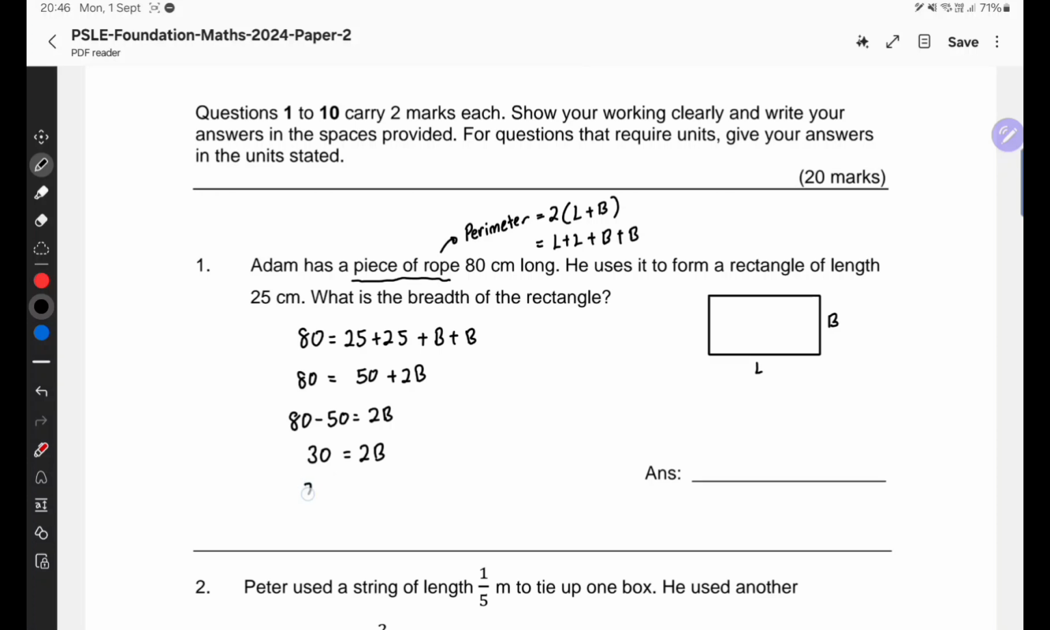and we swap it around, so 2 breadth will be equal to 30, and 1 breadth will be equal to 30 divided by 2, which is 15. So what's the breadth of the rectangle? 15 cm. Okay, take note to write down your units. Okay, next question, question 2.